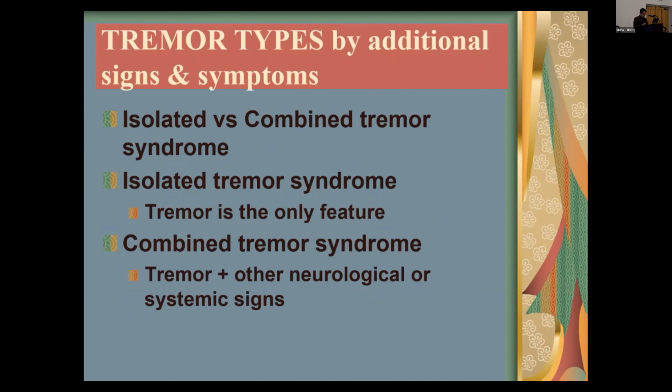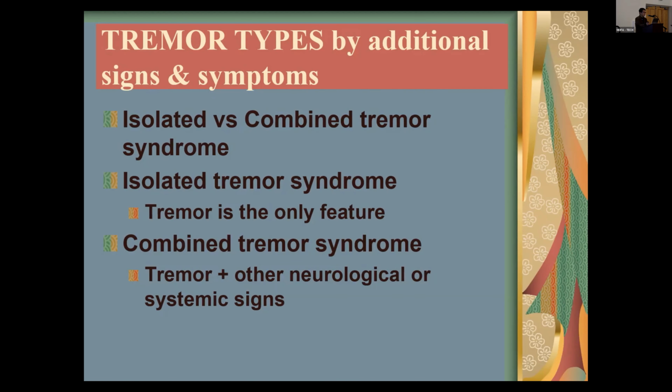And then as far as the other symptoms are concerned, is this an isolated tremor, meaning tremor is the only movement or clinical feature that I see, versus a combined tremor syndrome? Combined means tremor plus other signs or symptoms in the nervous system. So first, this is the classic rest tremor, which we see in Parkinson's.